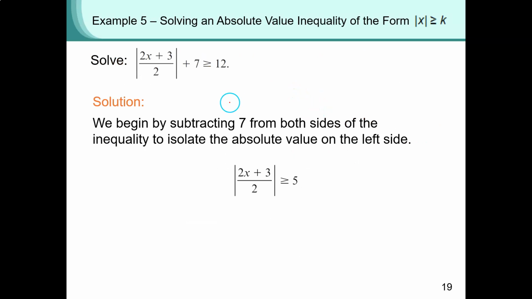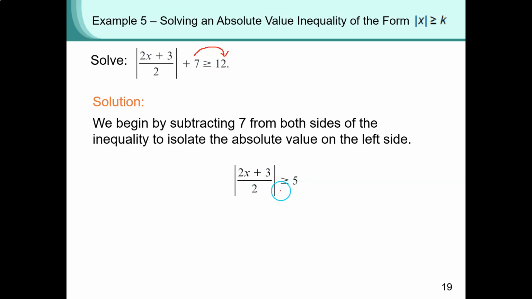Okay, so we do the practice of this one. This one has greater or equal than, the absolute value plus 7 greater or equal than 12. So the first step is we isolate the absolute value on one side. So you'll have the absolute value of 2x plus 3 over 2 greater or equal than 5.